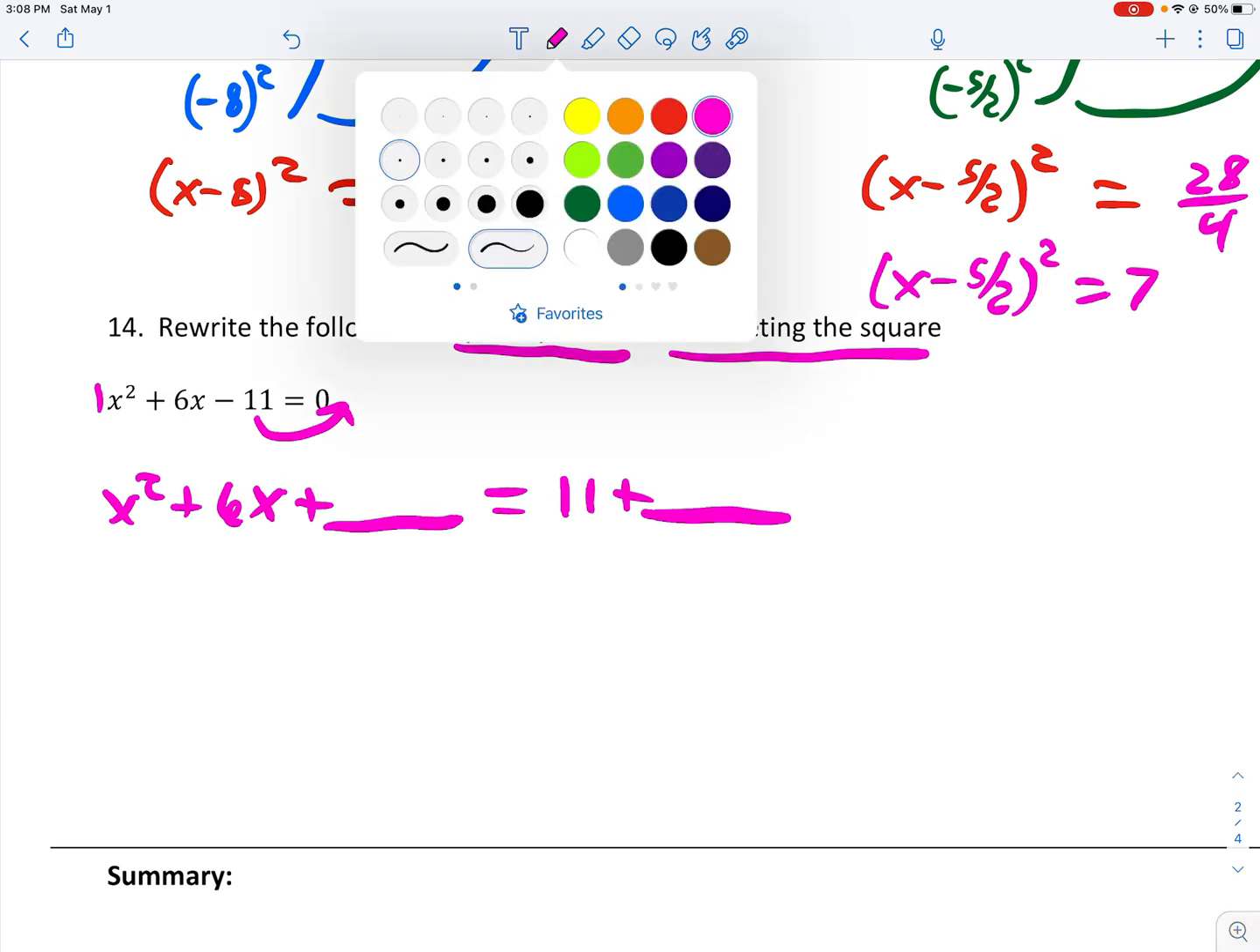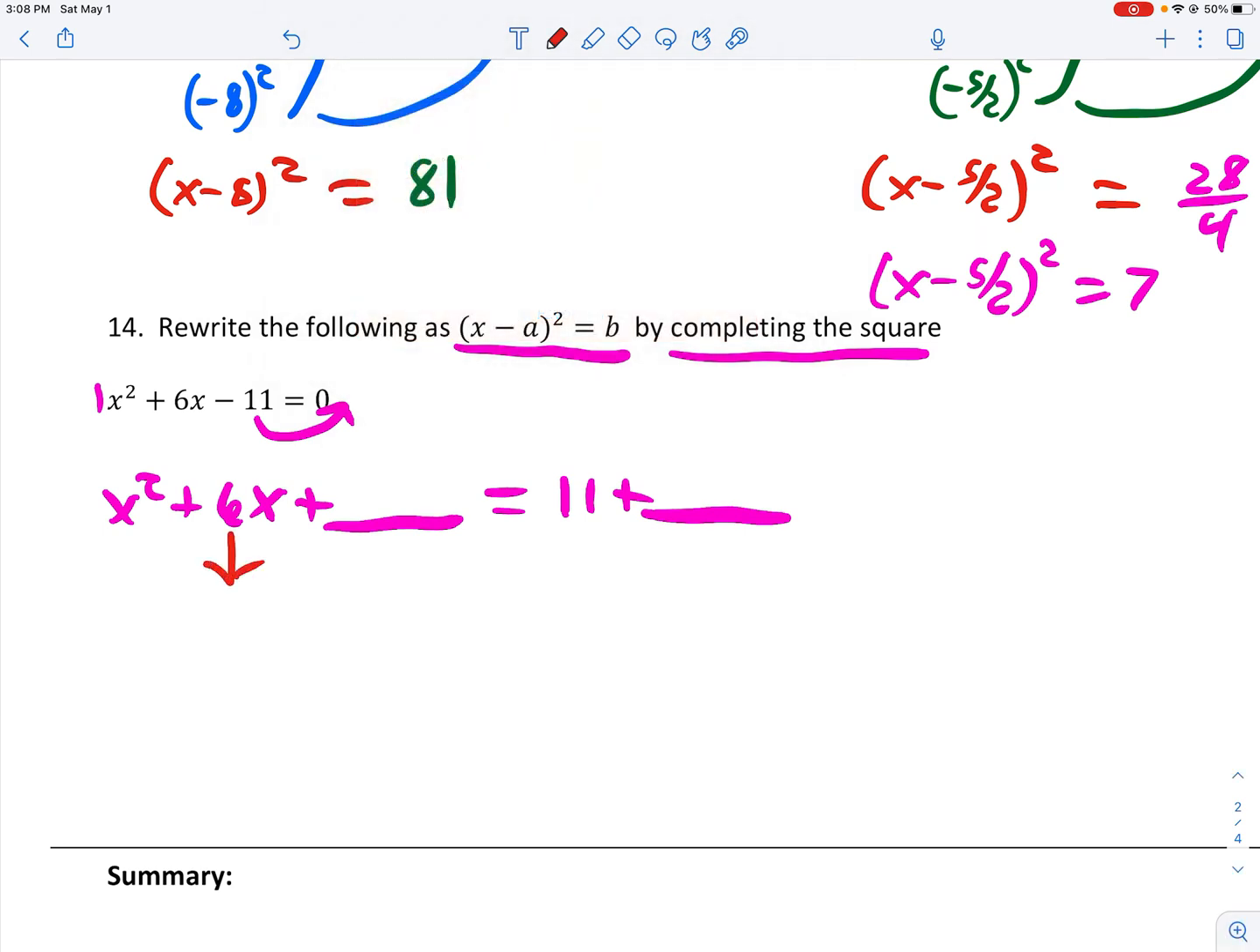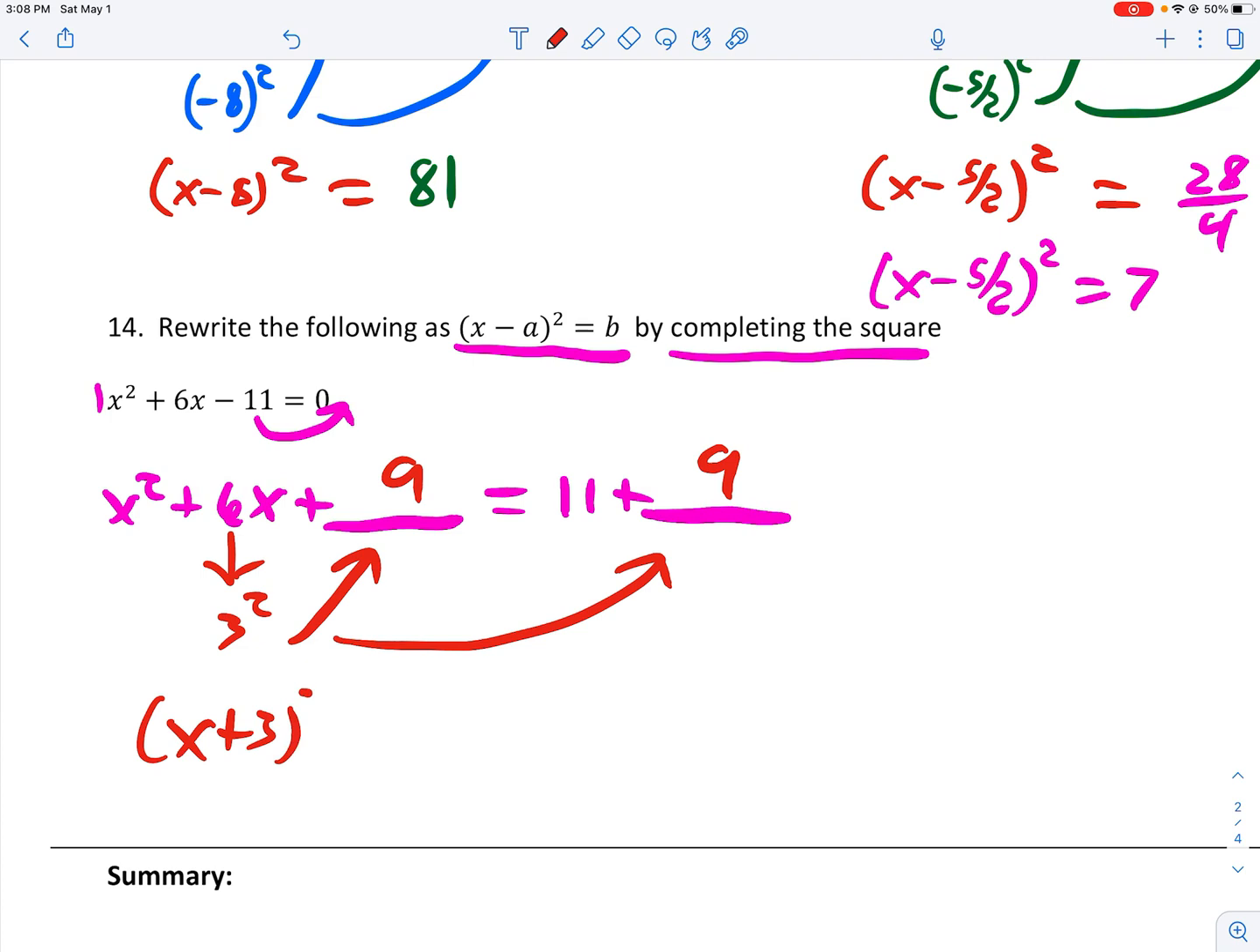So now I can take the b term, divide by 2, which is 3, square it, add that to both sides. So I'm adding 9. So this factors to x plus 3 squared, and then 11 plus 9 is 20.